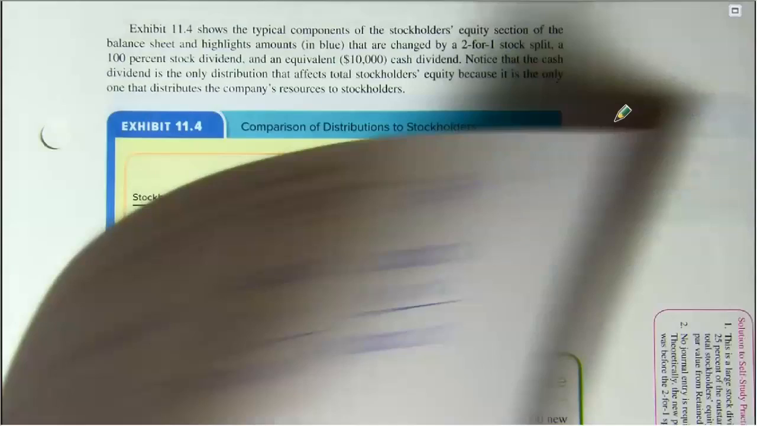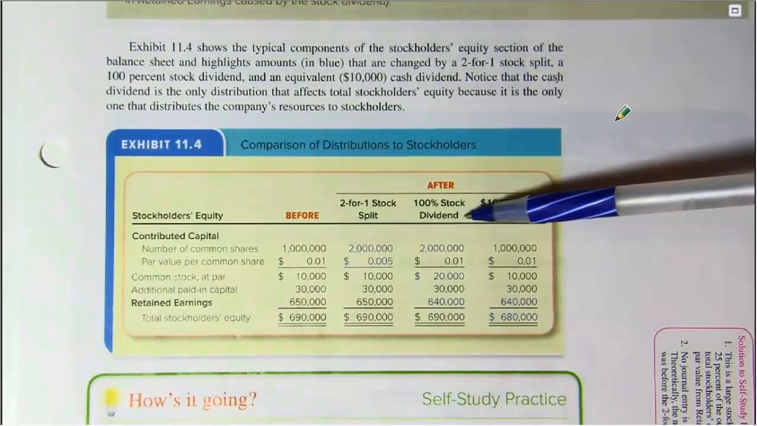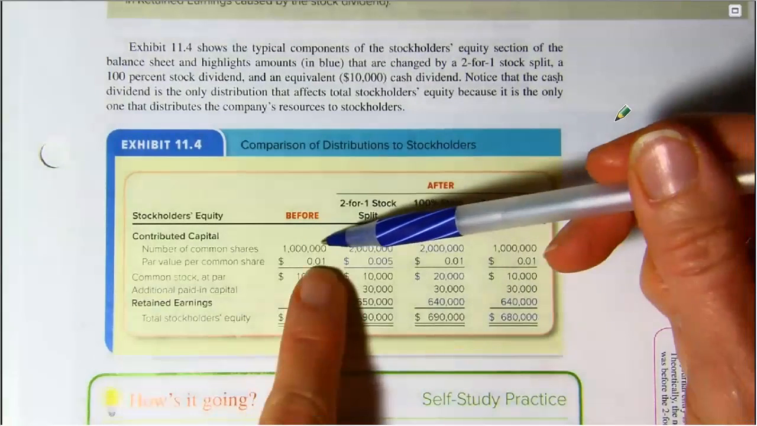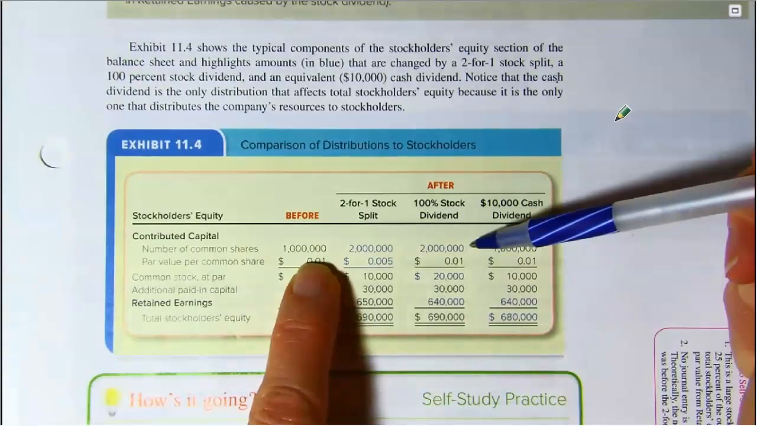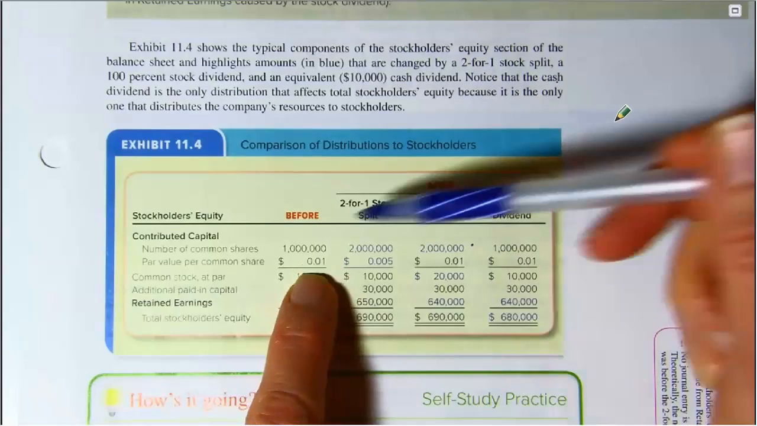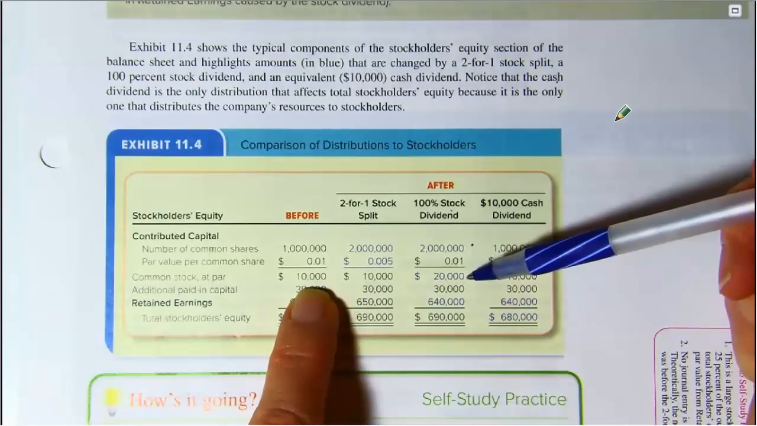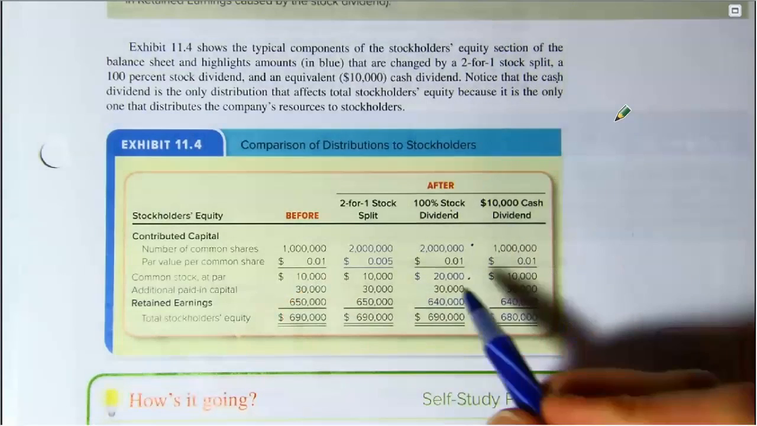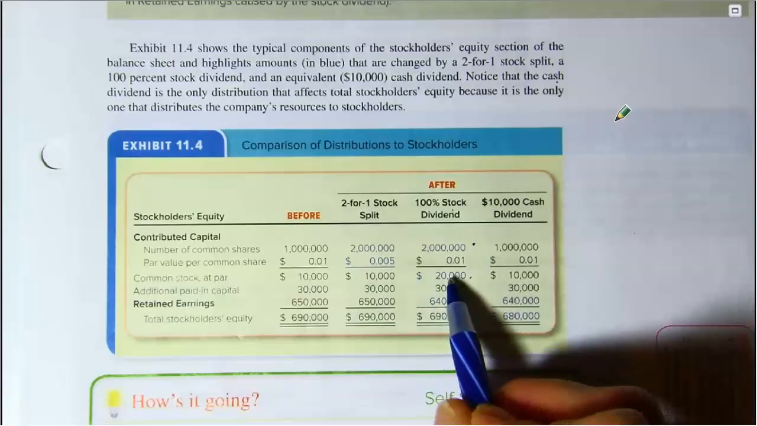Now, how different are they than stock dividends? Well, let's take a look here. If we had a 100% stock dividend, instead of 1 million shares, you're going to have now 2 million, right? Because you're going to issue 100% of the existing outstanding shares. The par value does not change. So the common stock account, this is why you need a journal entry. You're taking 10,000 out of retained earnings. It goes from 650 to 640, and you're putting that amount up into common stock.